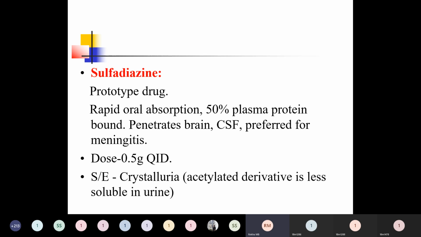Therefore, it is preferred in the use of meningitis. The side effect being crystalluria. This is because of the acetylated metabolite, which is less soluble in the urine, which gets precipitated.